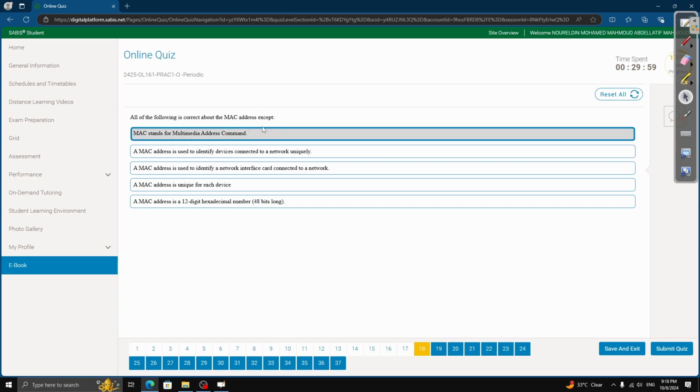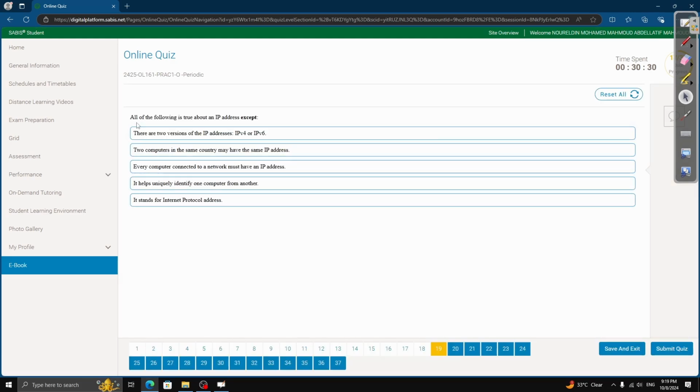All of the following is correct about the MAC address, except it does not stand for the multimedia address command. It stands for the media access control address. A MAC address is used to identify devices connected to a network uniquely. More specifically, it identifies network interface cards, because each network interface card has to have a specific one. A MAC address is indeed unique for each device, and it is stored in a 12-digit hexadecimal number or 48-bit long number.